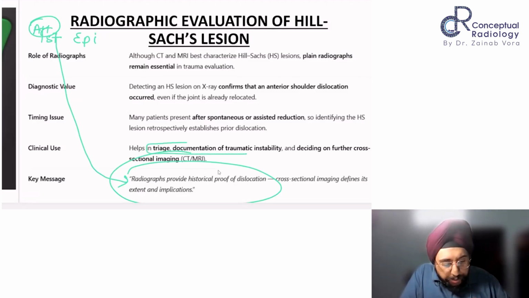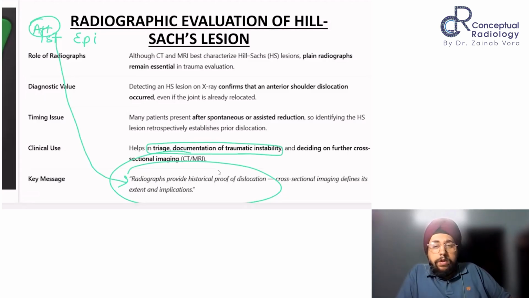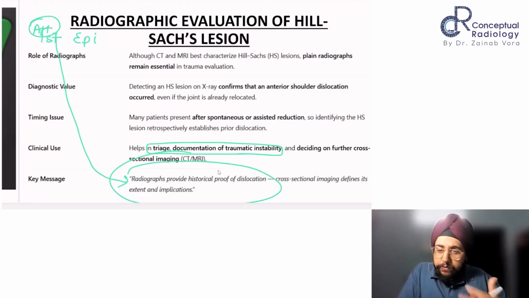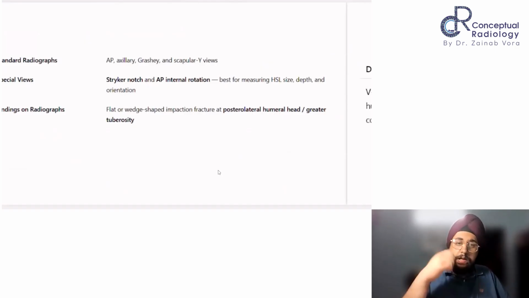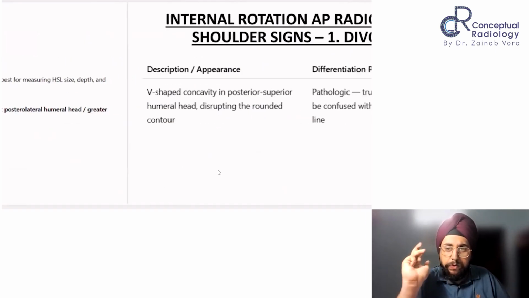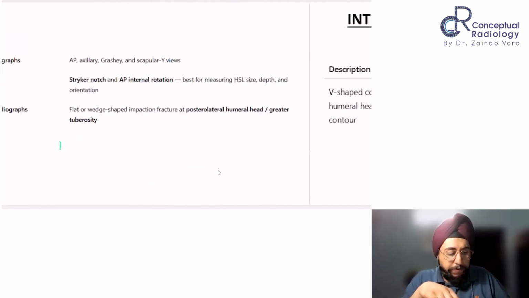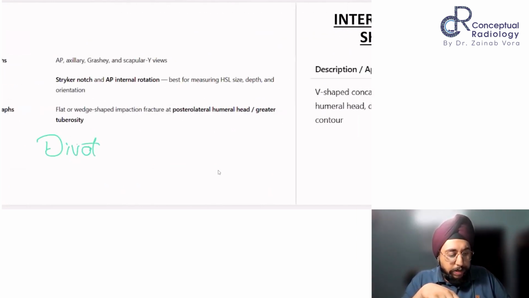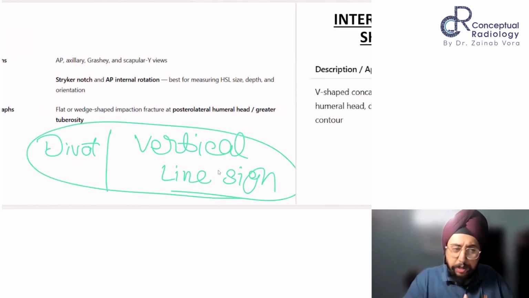Okay, so it helps in triaging which patients with traumatic injuries to the shoulder require further cross-sectional imaging. So don't miss this finding on radiographs, because that's the first screening investigation which you will be getting in your hospitals. The best views, obviously, are your Stryker notch view and your AP internal rotation view. Okay, let us look at some signs. There are two signs which we use on different appearances. One is your diverge sign, another one is your vertical line sign. Very simple signs. Sometimes they can be subtle, so you can raise a suspicion for that. But if you are sure, then you can write it. It's definitely a diagnosis for it.